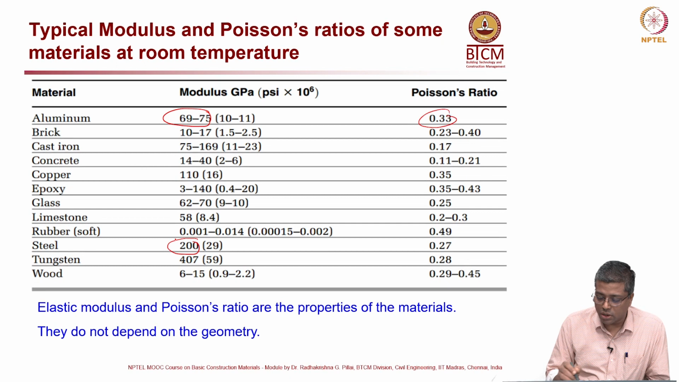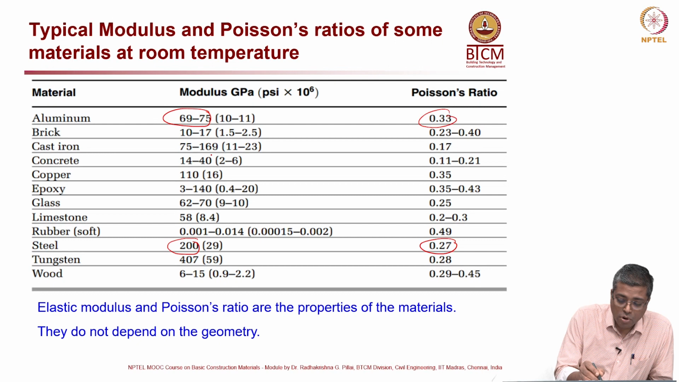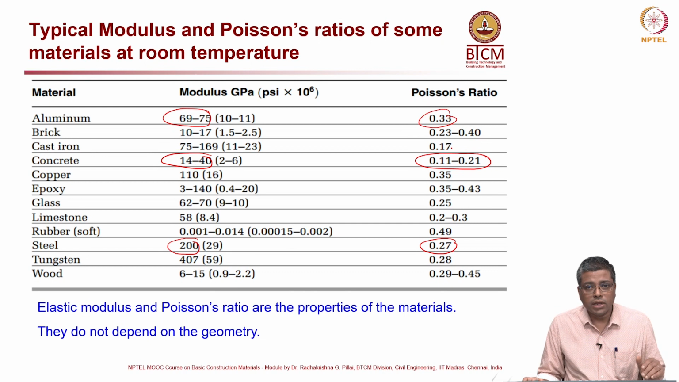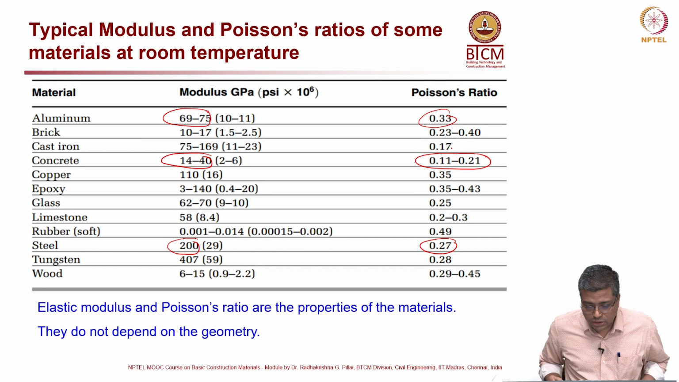Now, in case of concrete, the modulus has significant variation, 14 to above 40. Even today we have concrete with modulus more than 40. And the Poisson's ratio also varies significantly from 0.11 to 0.21. So the point here is that these properties can vary depending on the homogeneity of the material and various other properties. These two are key material properties of any material which we consider for use in construction.